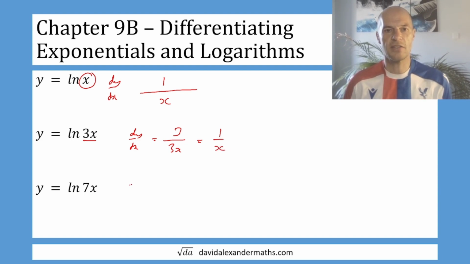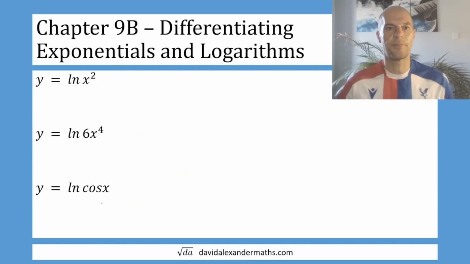The ln of 7x is exactly the same thing. So the stuff is 7x. What is the derivative of 7x? It's 7. What is the stuff? It's 7x. And again, that will simplify to 1 over x. Actually, the ln of any number times x will always go to 1 over x. But just remember, differentiate the stuff divided by the stuff.